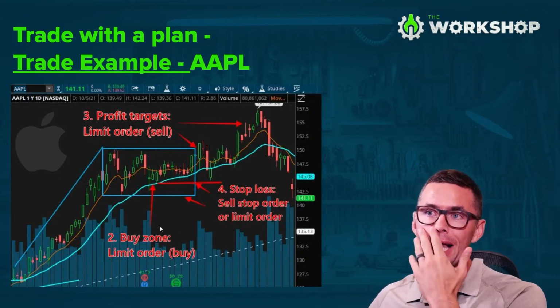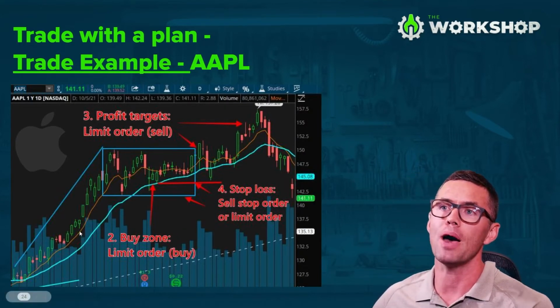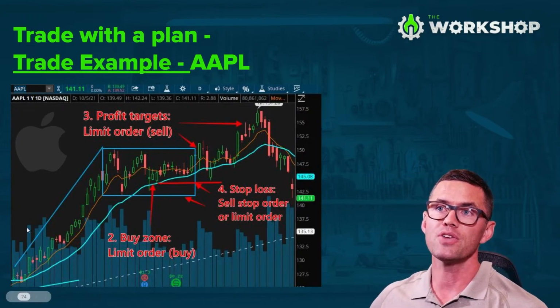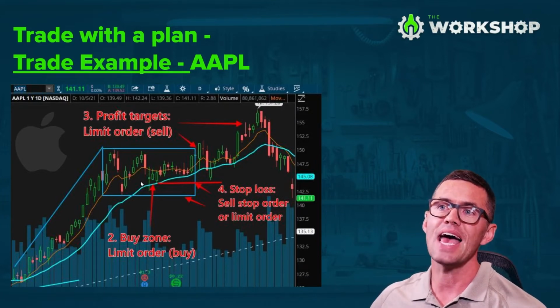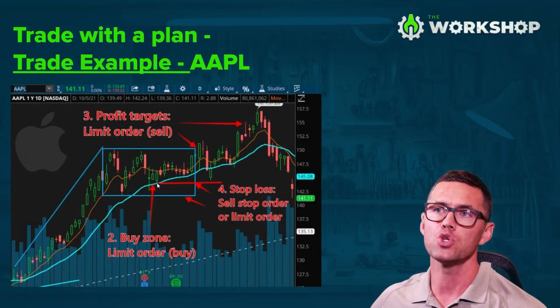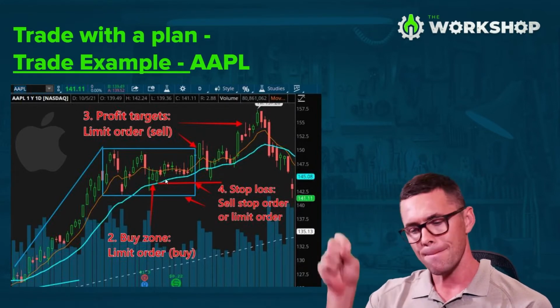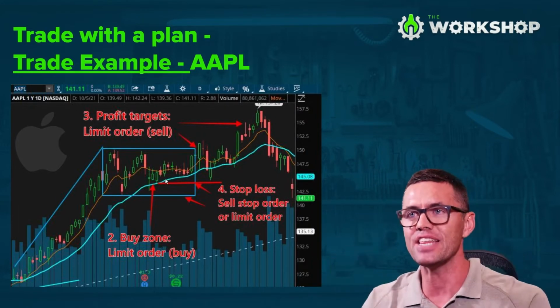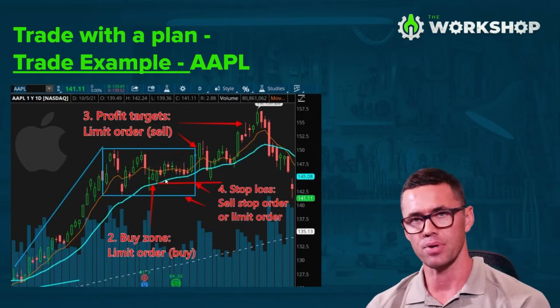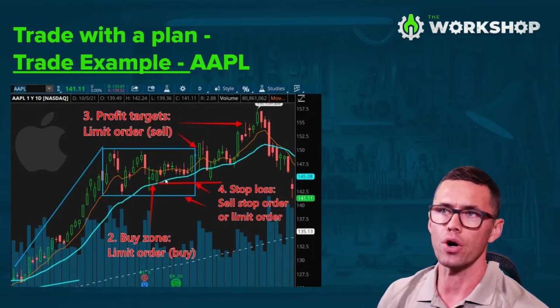This is what this would look like with the setup I just talked to you about. So here is the flagpole. I want to set a limit order to buy when it pulls back to the 21. Notice this tiny little wick right here. Just wicked it. That's why you want that sitting there, waiting to get picked up. That is the limit order.